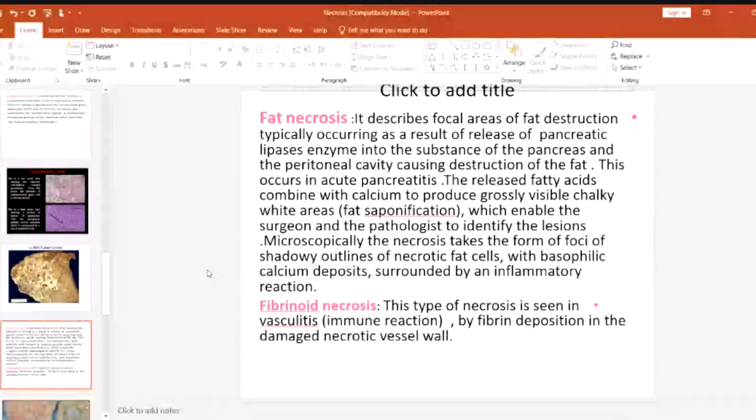Another type is fat necrosis. From its name, necrosis of fat. Here we have an example. You know, the pancreas releases many enzymes. One of such enzymes is lipase. Lipase enzyme will cause breakdown of the lipid.